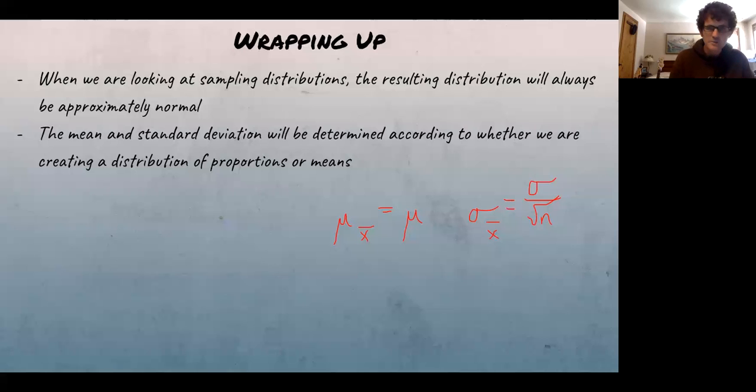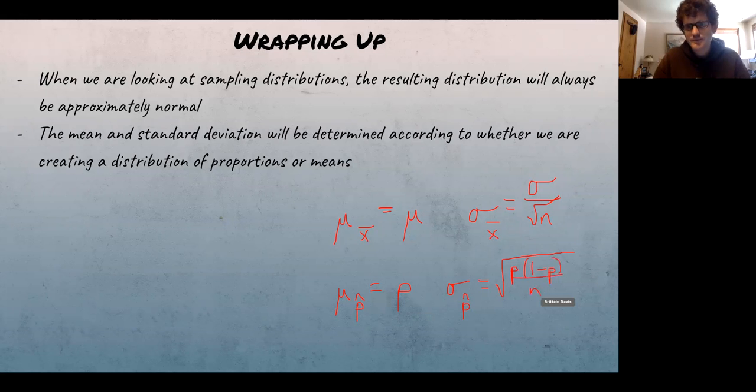Now let's say we're looking at proportions instead. The mean of a sampling distribution of sample proportions, p hat, is going to be the same as the population proportion. And the standard deviation of a sampling distribution of sample proportions is going to be the square root of p times 1 minus p divided by n, the square root of all that. So those formulas help us to determine what the mean and the standard deviation are going to be.